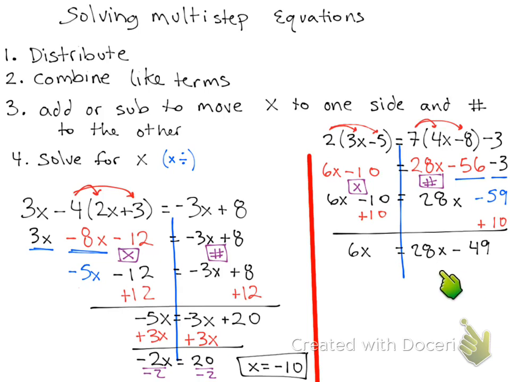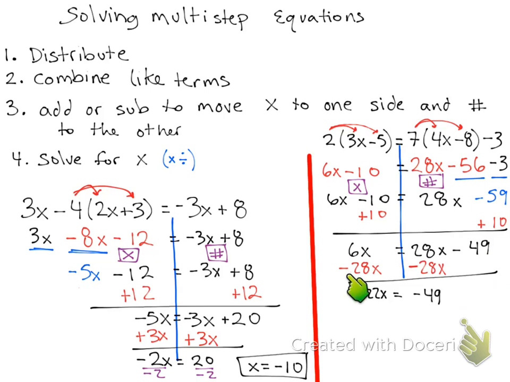So now we got this 28x that's on the right side. We need to move it to the left side where all the x's belong. So to cancel out a positive 28x, we have to subtract 28x. So write it on both sides of the equation. 6x minus 28x is going to be a negative 22x. Bring down your equal sign. Negative 49 comes down.